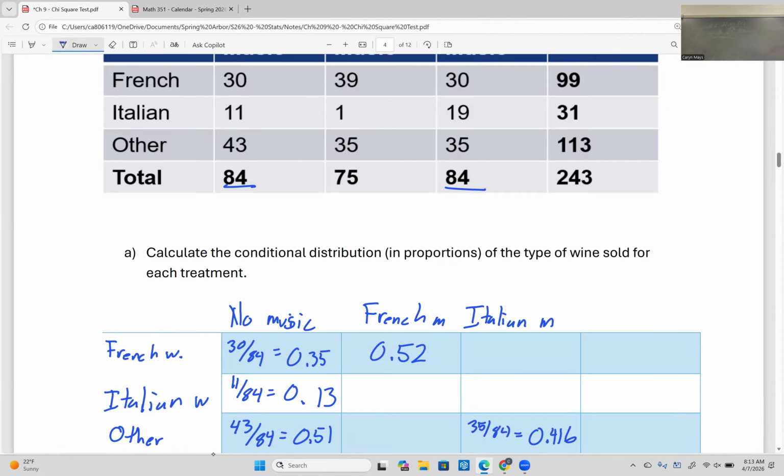This one has a different total. Only one person purchased Italian wine, or one bottle was purchased, out of 75 total being purchased. So that 1 divided by 75 gives us 0.013.